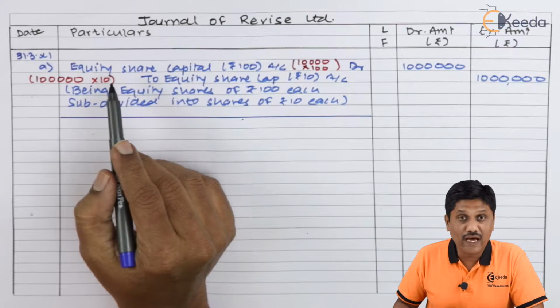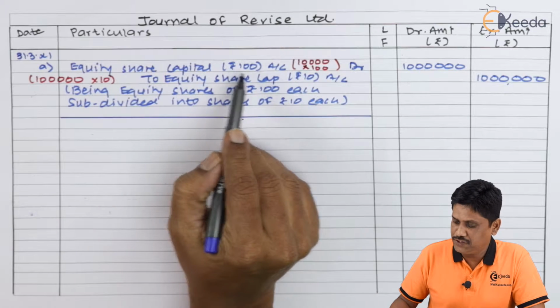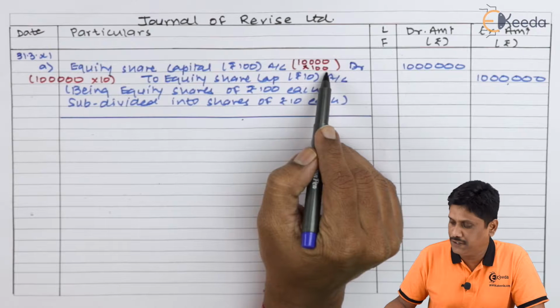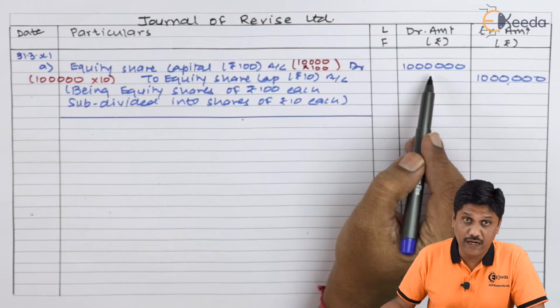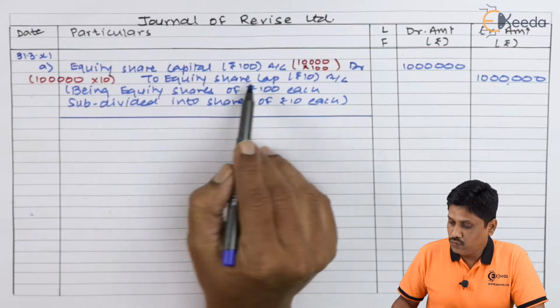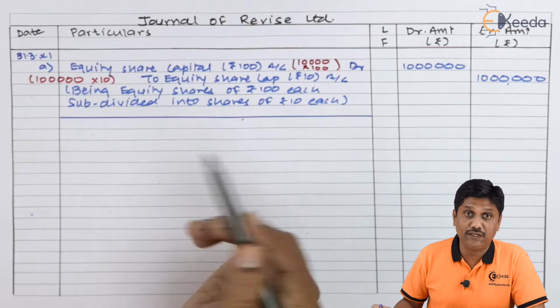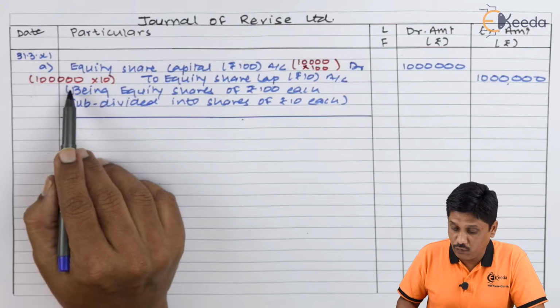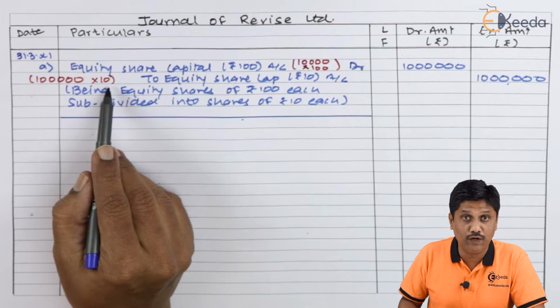Friends, you can notice I have recorded the entry. Equity share capital rupees 100 account debit. Earlier there were 10,000 shares of 100 each. Amount debited is 10 lakhs. To equity shares of rupees 10 each. These are the new shares. They are divided. Earlier they were 10,000. Now they are 1 lakh in number and now face value will be 10.